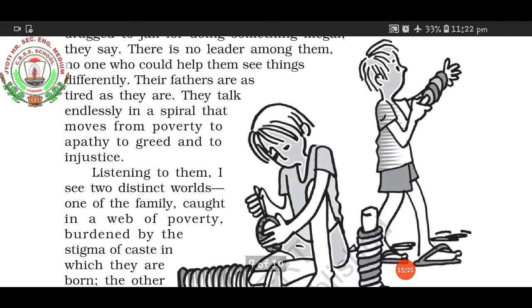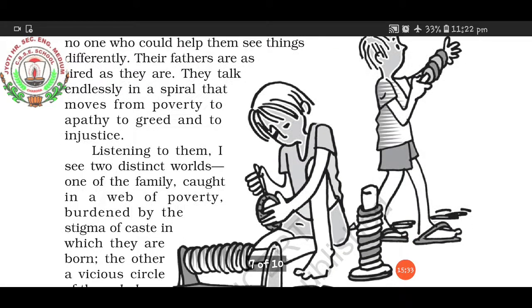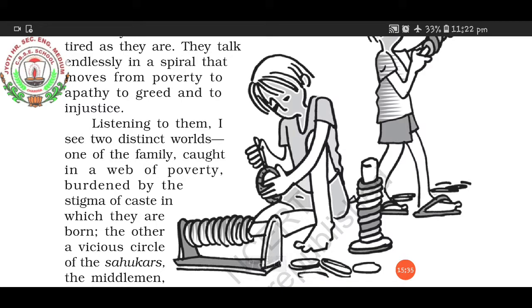When our author heard all these things, she thought that this Firozabad seems to be divided into two worlds. One world is of definitely these bangle makers who are poor and who think that they are born in the family of bangle makers, so they cannot think of anything else. It's their fate.